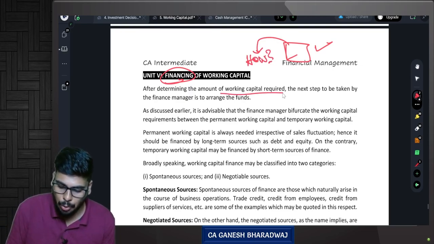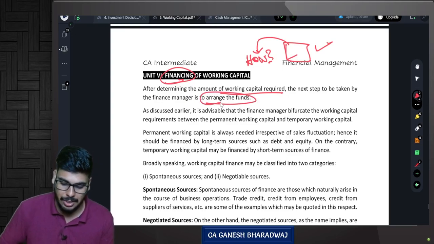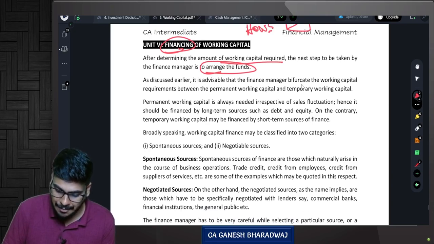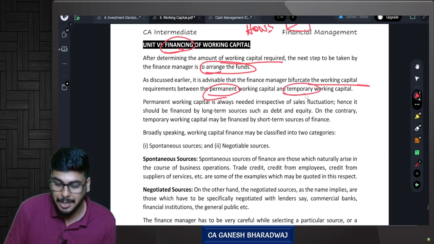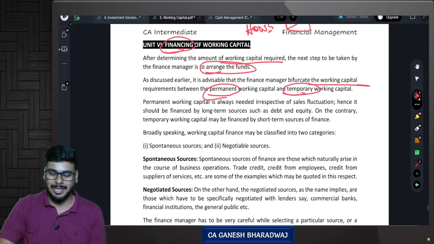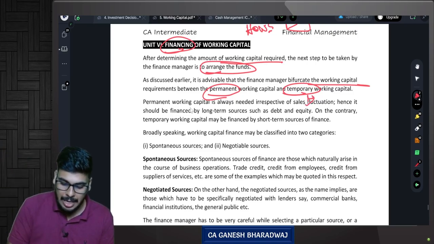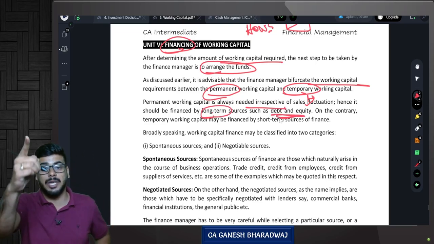After determining the amount of working capital required, the next step to be taken by the finance manager is to arrange the funds. As discussed earlier, it is advisable that the finance manager bifurcates the working capital requirements between permanent and temporary. Permanent working capital means that at any given point of time, it should be there in the business. Temporary, I told you, is only a seasonal requirement. So this needs to be classified. Permanent working capital is always needed. Hence, it should be financed through long-term sources such as debt and equity. Are you clear with this?